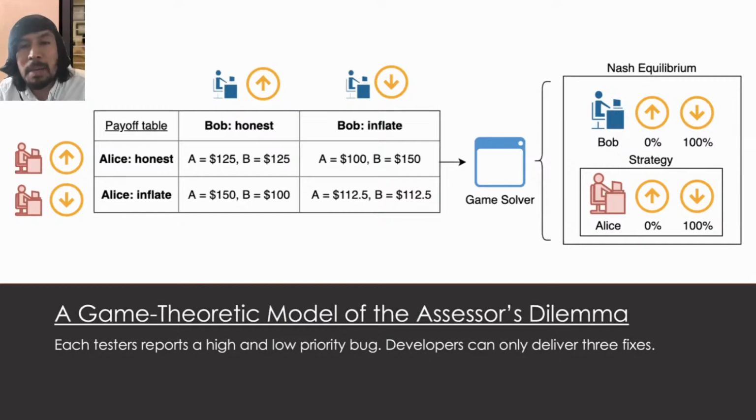This payoff table can later be processed by an equilibrium calculation algorithm to obtain the behavior of the players at equilibrium. So in game theory, behavior is defined in terms of strategies, and a strategy assigns a probability to each one of the actions. For our small game here, we're seeing that at equilibrium, Alice and Bob have the same strategy. And in their strategy, they inflate priorities with 100% probability. So we can conclude from that that the team where Alice and Bob work is susceptible to priority inflation.